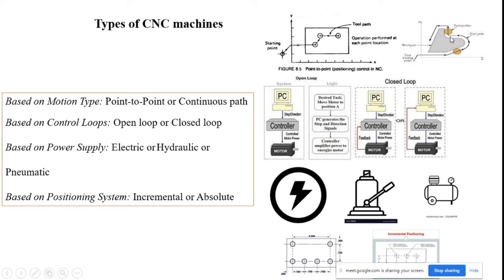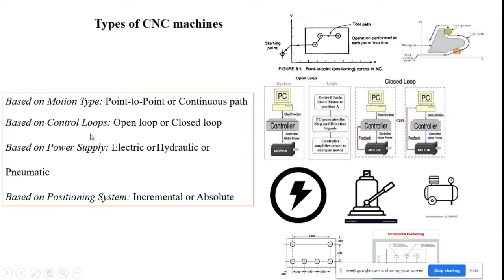The tool path and the tool profile: the brown color is known as the tool profile and the black color line shows the tool path. So the tool can be moved along the tool path without any stoppage. With this operation, we can perform the milling operation, and we can perform the drilling operation with point to point positioning. So based on motion type, we can classify the machine into 2 types. One is point to point, another one is continuous path.